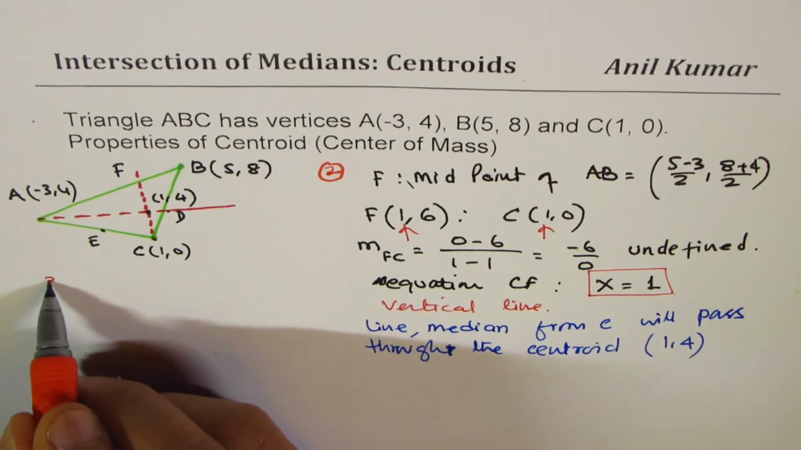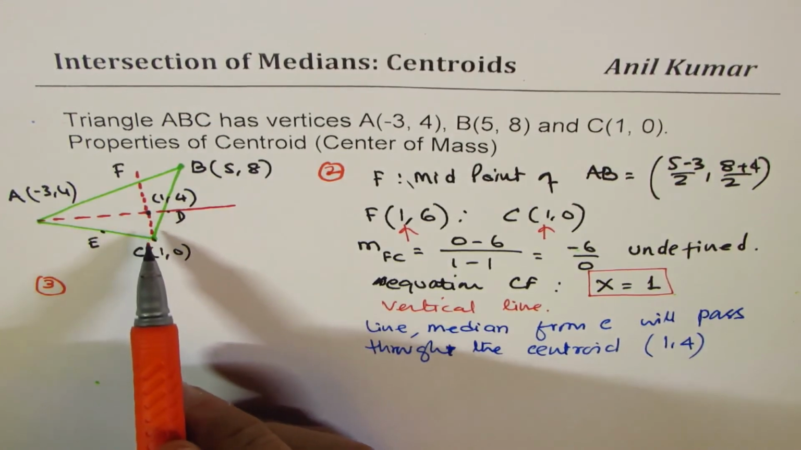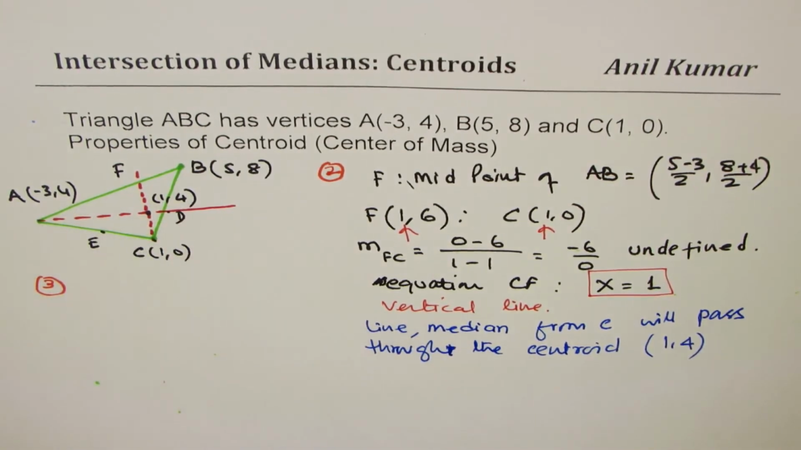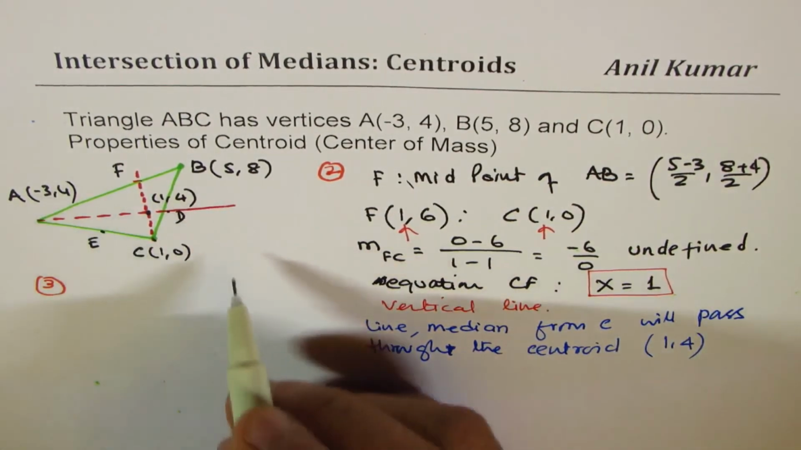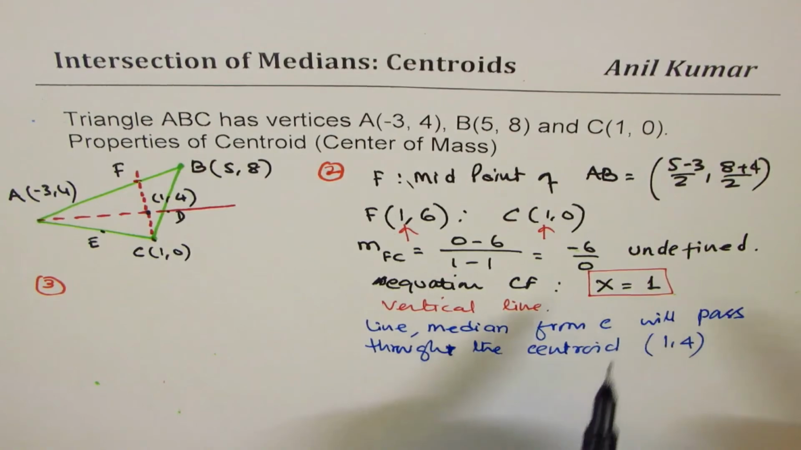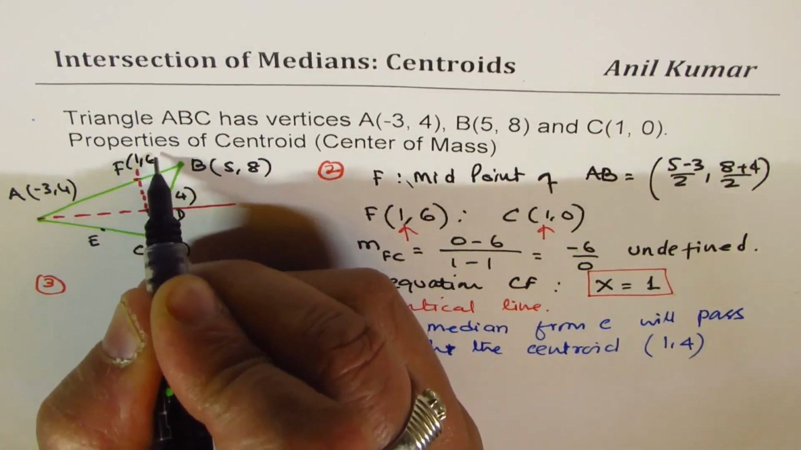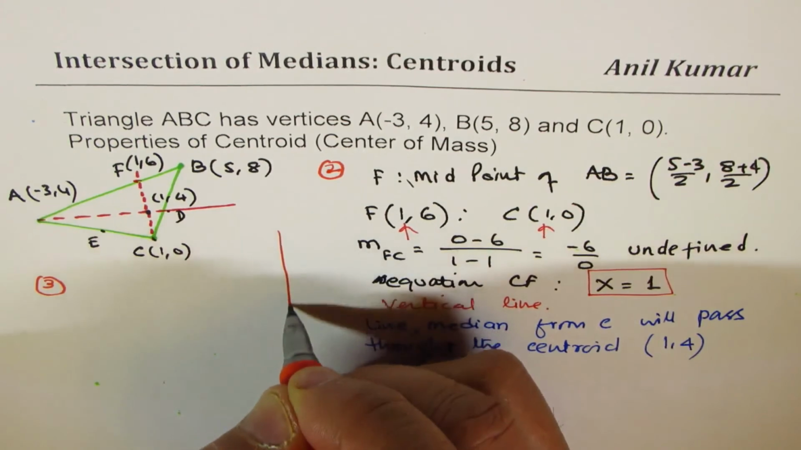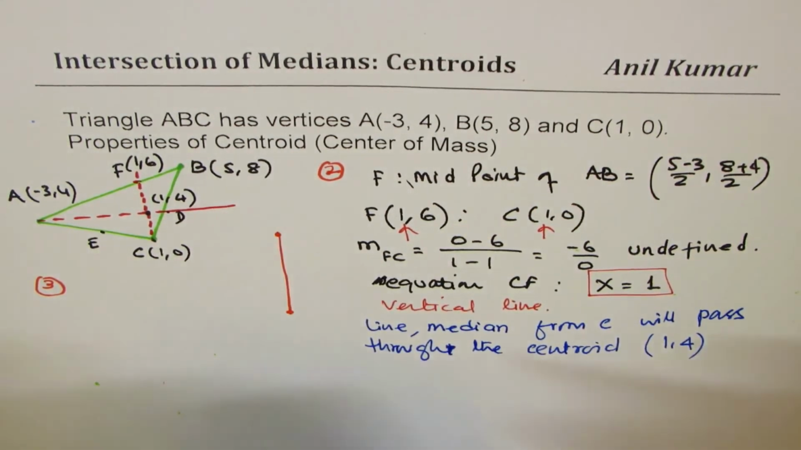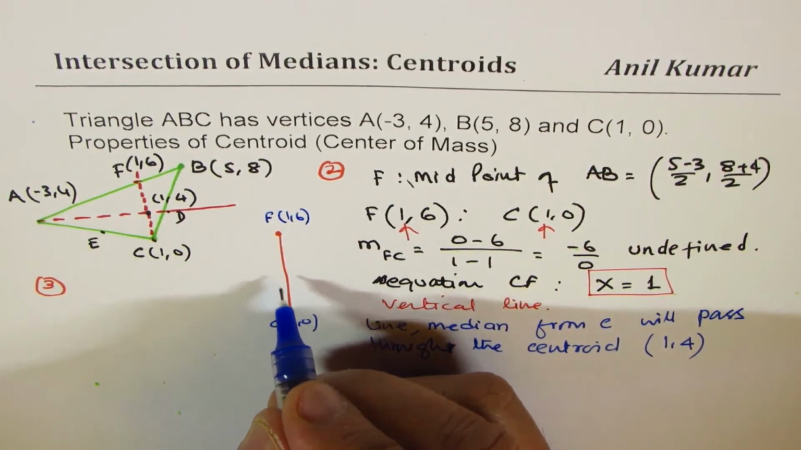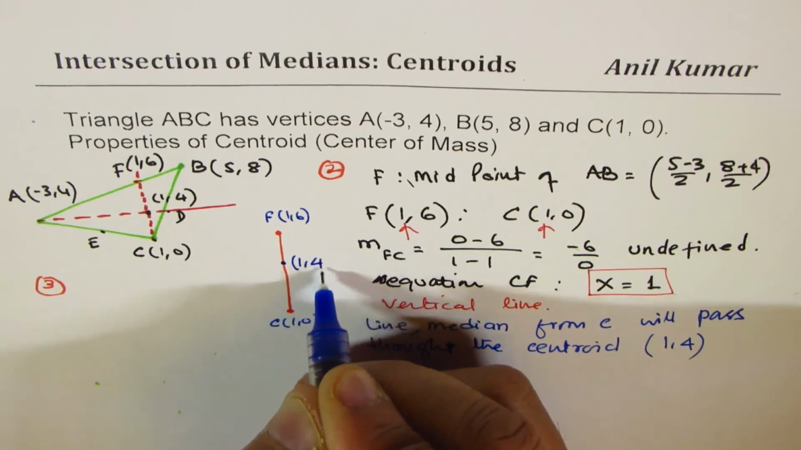Is it okay? Now part 3 of the question is to verify that the distance is 2/3. So part 3 is to verify that the point is 2/3 of the distance along the median. Now, if you see this line CF, let me draw it here once again. Point F is (1, 6). So let me redraw this line clearly. Here we have C, which is (1, 0), and here we have F, which is (1, 6), and somewhere here we have the point (1, 4), which is the centroid.